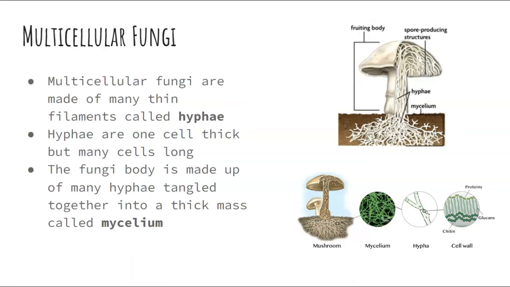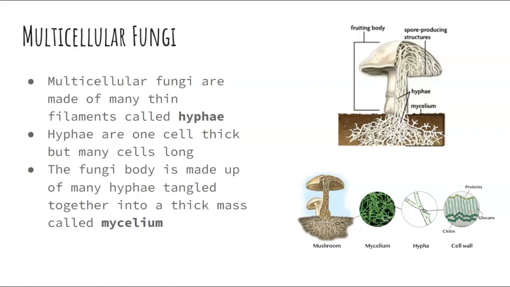Now, we're going to learn 2 new vocab words just because fungi are interesting. So, fungi are made up of a ton of thin filaments, and those thin filaments are called hyphae. Hyphae, right? All these little tiny lines are called hyphae. And they're 1 cell thick, but they're really long. They're like really, really long noodles of spaghetti, right? They're super thin, but they're so long.